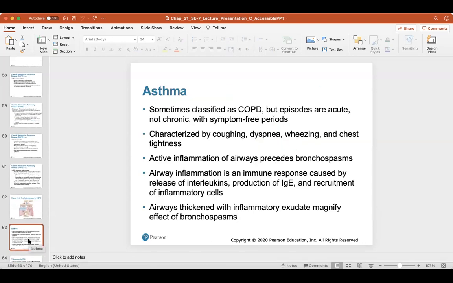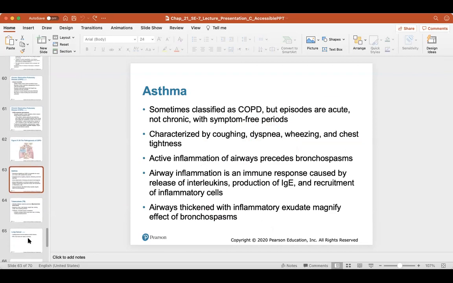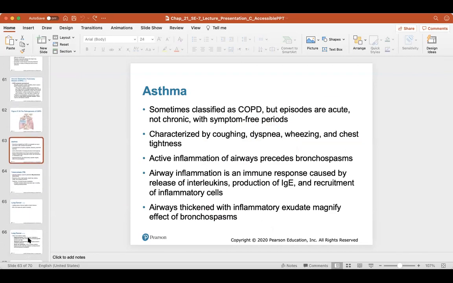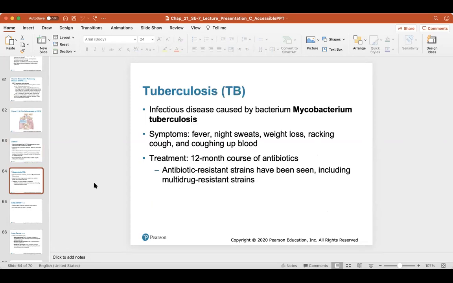Asthma is sometimes classified as COPD, but episodes are more acute, not chronic, with usually symptom-free periods. It's characterized by coughing, dyspnea, wheezing, and chest tightness. Active inflammation of airways precedes bronchospasms. Airway inflammation is usually an immune response caused by the release of interleukins, the production of immunoglobulin E, and recruitment of inflammatory cells. The airways are usually thickened with inflammation, which magnifies the effects of bronchospasms.